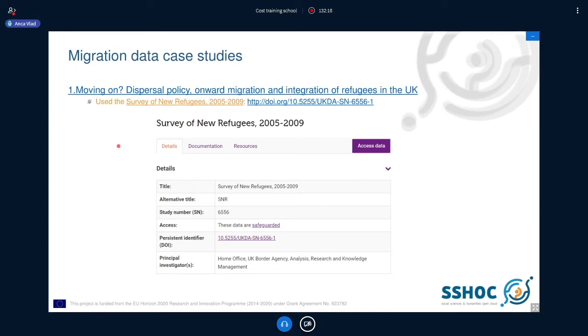This is another project that looked at dispersal policy, onward migration, and integration of refugees in the UK. I included here the DOI, so you can go and have a look. This is just a screenshot of how the record looks in our catalog. This will be very important when we look at FAIR principles, in terms of accessing data and all the metadata that needs to be provided. That's why I included the screenshot here. We have the DOI here. And if you'd like to read more about the project, I included links everywhere.